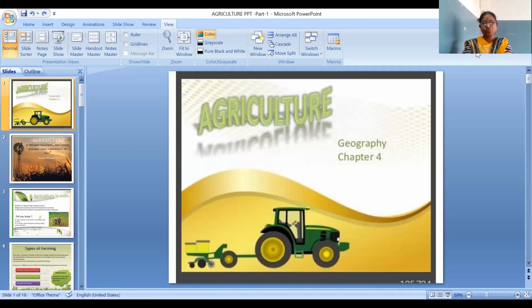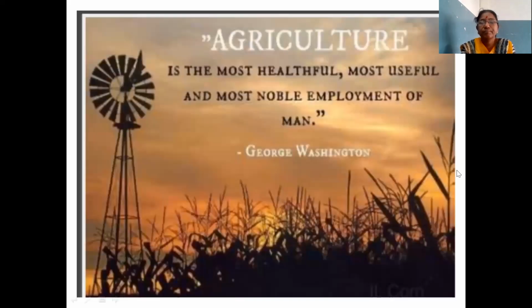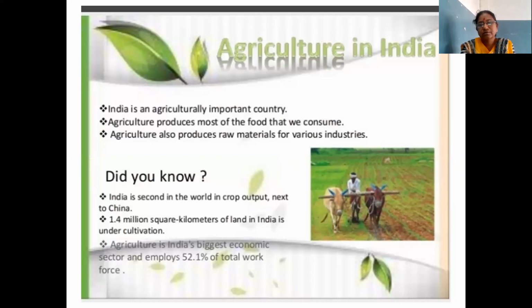Hello and welcome to another chapter in the geography of class 10, agriculture. Agriculture is the backbone of Indian economy. We all are dependent on agriculture. Agriculture provides our basic needs. Agriculture is the most healthful, most useful, and most noble employment of a man. These are the words of George Washington.